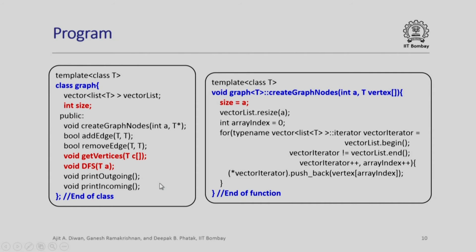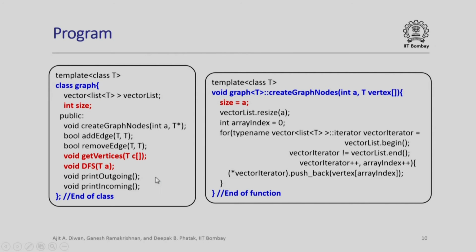Let us now look at the program to implement the depth first search. As before, we use the class graph. We introduce a new variable called size. We shall see how it is used. As public elements of this class, we have functions which we are already familiar with. For example, create graph nodes, add edge, remove edge, print outgoing, print incoming. We have seen all these functions.